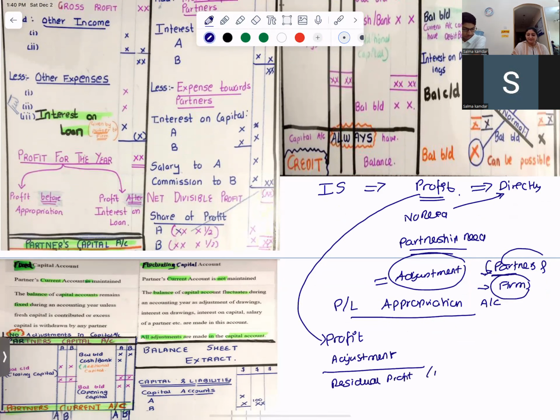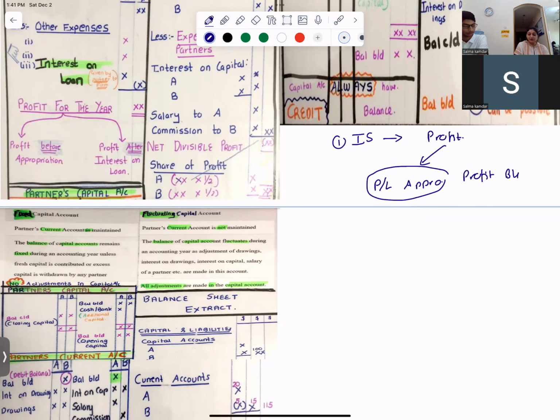So can you repeat, what are the financial statements prepared by the partnership? First is the income statement. From the income statement, what do you get? You take this profit to the profit or loss appropriation account. This is called the profit before appropriation. What is appropriation? Appropriation is the adjustments that you do between the partners and the firm.